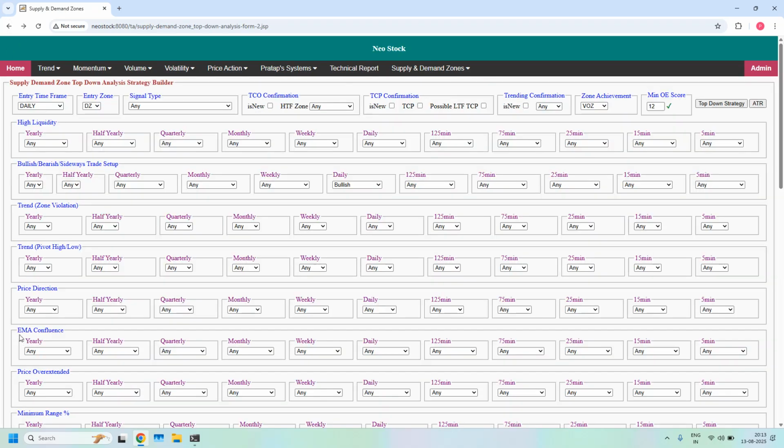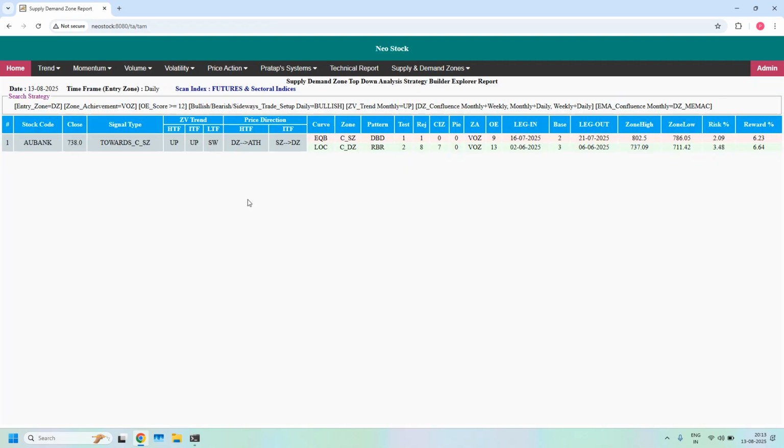Let's verify. In the EMA confluence at monthly, I am checking monthly demand zone with monthly EMA confluence. At the same time, the trend on the monthly should not be sideways. It should be uptrend because it is a bullish trade setup. Let's filter. We got only 1 stock. That way, this daily demand zone might have a higher probability of success. That's why it has already been tested 8 times.